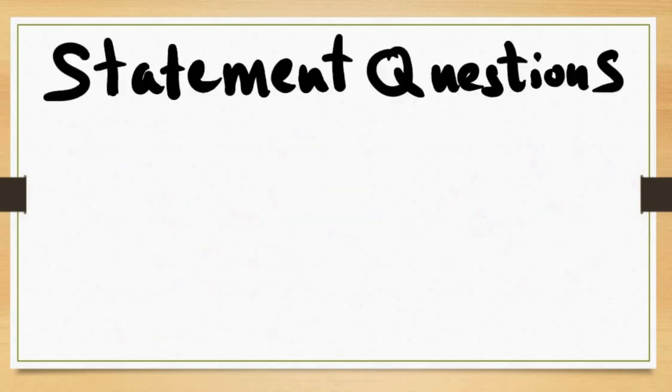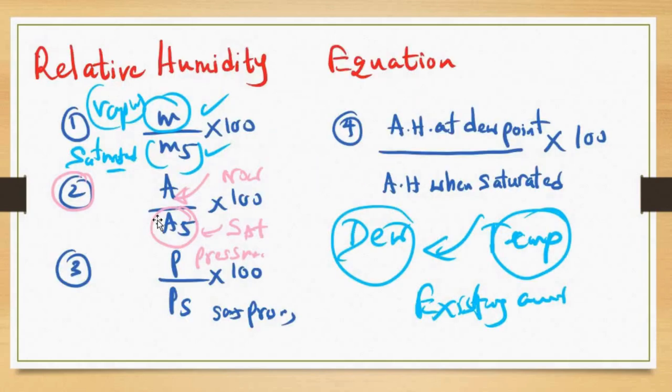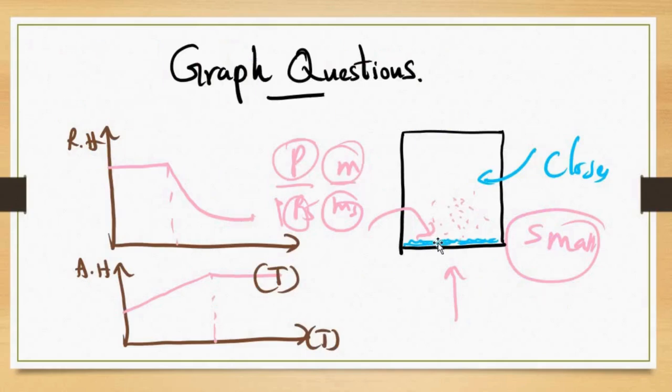Moving into the third type, we get statement questions, so you will have to answer whether something is saturated or dew point related. Likewise, you have to answer the statements that are given. For that you need to remember at least these equations and the connection between them. Also, when vapor is present, most of the time in a closed system it is saturated and relative humidity is 100%, right?